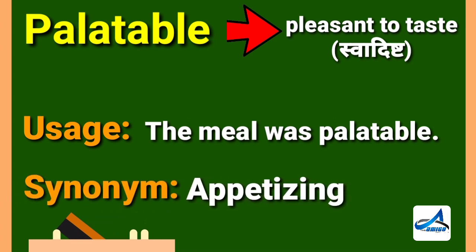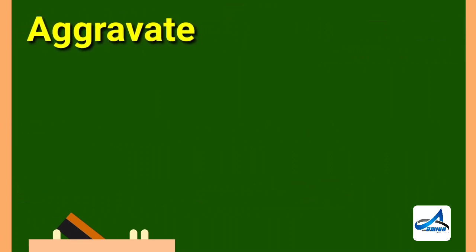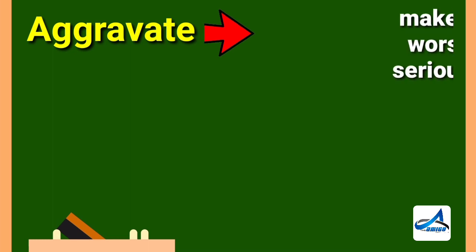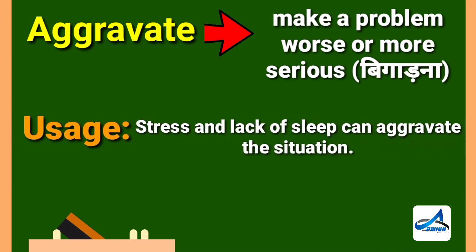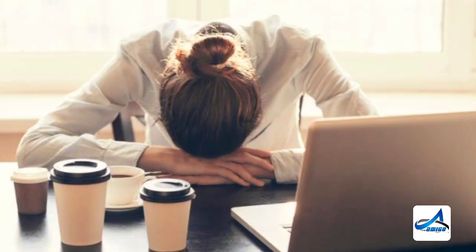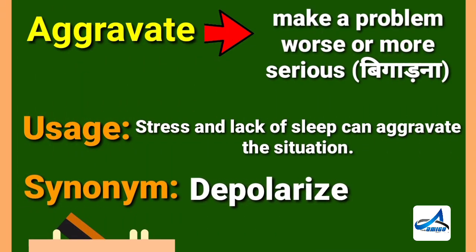Look at our next word, aggravate. Aggravate means make a problem worse or more serious. Its Hindi meaning is bigadna. Now look at its sentence. Stress and lack of sleep can aggravate the situation. Its synonym is depolarize.